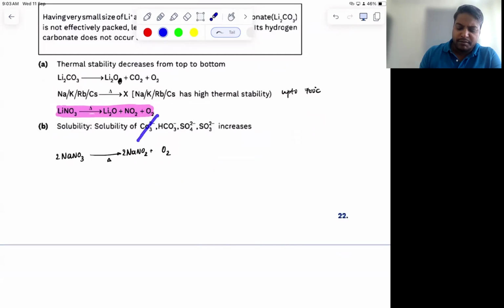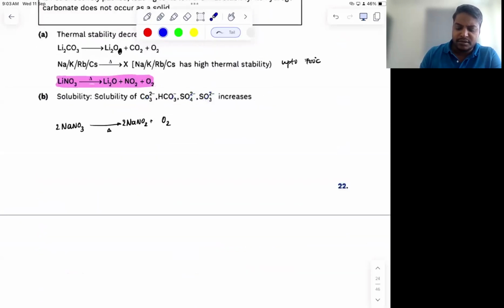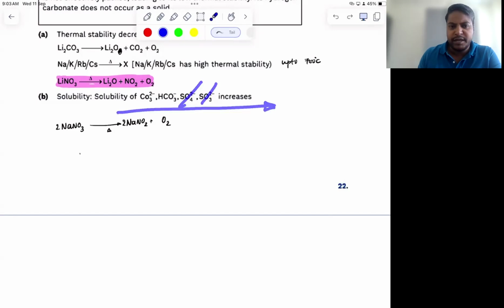Solubility of carbonate, bicarbonate, sulfate, and sulfite increases down the group. So generally, we expect otherwise, but this is the exception which you will notice. Down the group, metal carbonates, bicarbonates, sulfates, and sulfites all increase their solubility. Okay, this is an exception.